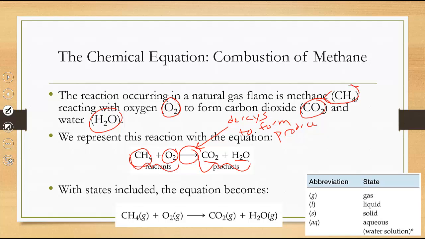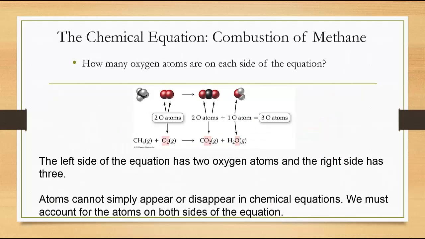So notice also here we have this G here. This G in parentheses means gas. So this is the physical state of each of the substances. If, for instance, this water was in the form of a liquid, it would have an L next to it instead. One that people aren't used to seeing is AQ, which is aqueous. That just simply means it's been dissolved in water.